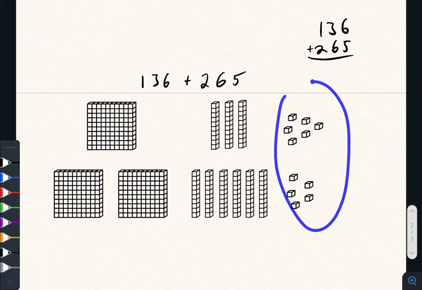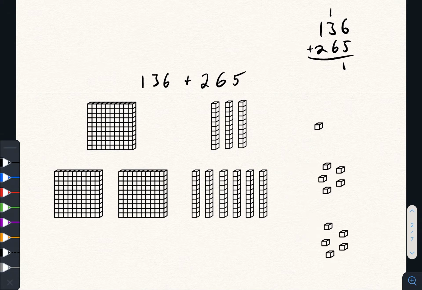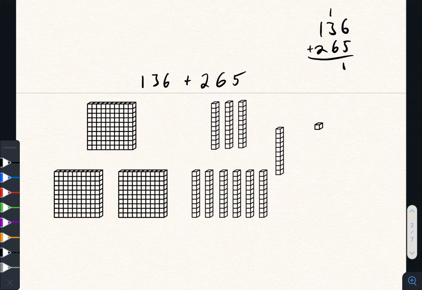So we would combine all the 1s together, and then we would realize, well, how many 1s do we have? We have 11. And so what we do is we make an exchange right there. What that looks like for us usually is we carry the 1. So we would take 10 of these and swap them out for a 10. So I'm just going to do that. I'll just put that right here.